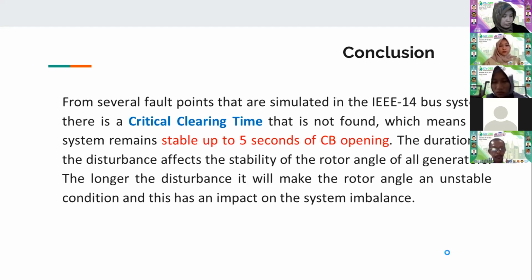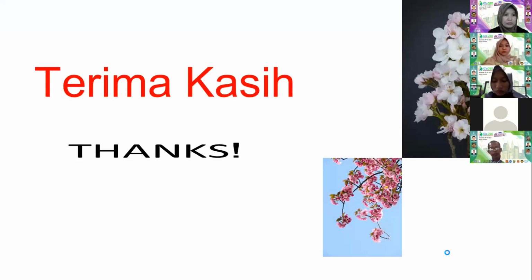Conclusion. From several fault points that were simulated in the IEEE 14 bus system, there are critical clearing times that are not found, which means the system remains stable up to 5 seconds of CB opening. The duration of the disturbance affects the stability of the rotor angle of the generator. The longer the disturbance, the more unstable the rotor angle becomes, and this has an impact on system imbalance. Thank you.